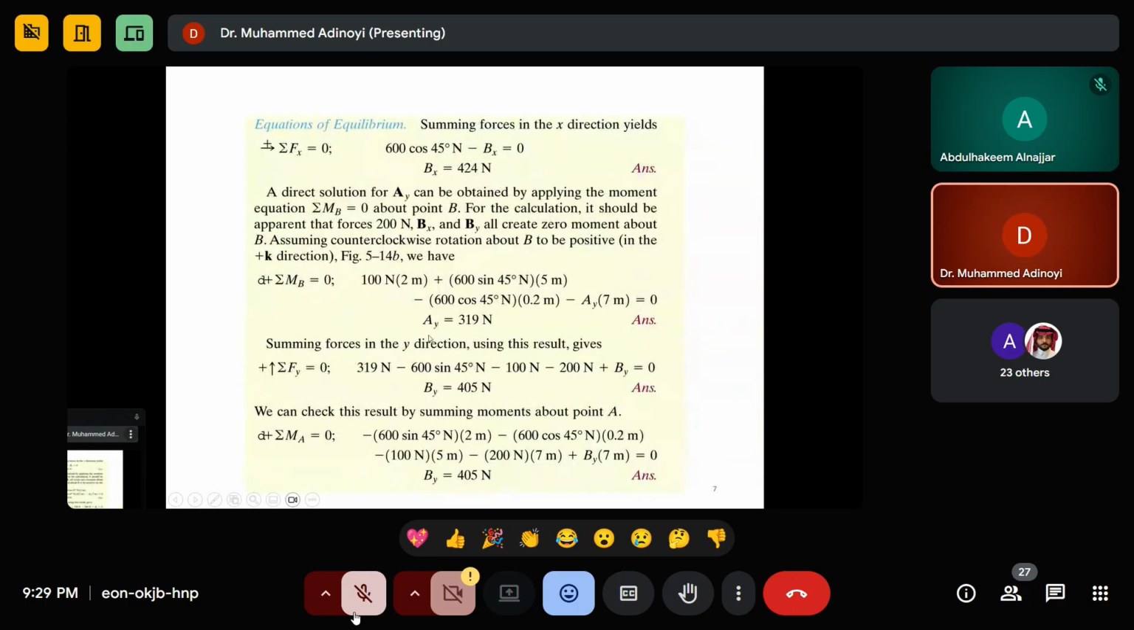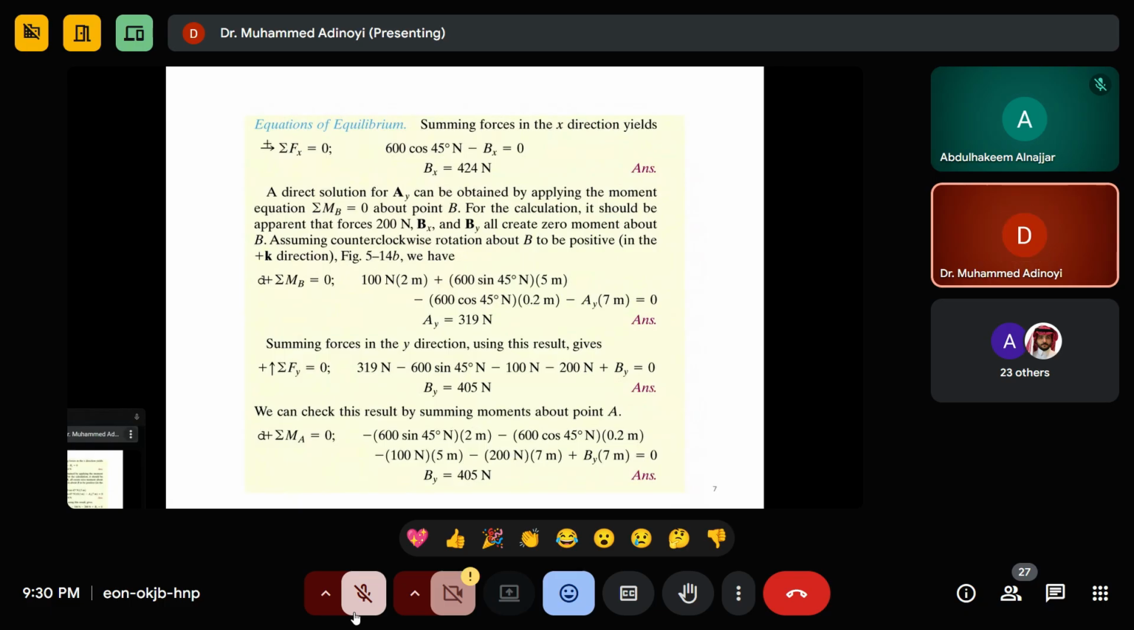So after they do that, you can either come here, but when you come here, you are going to have two unknowns in the equation. So you have to come back here and solve this one. That's why they decided to take moment about B in order to find AY. So you can take moment twice.